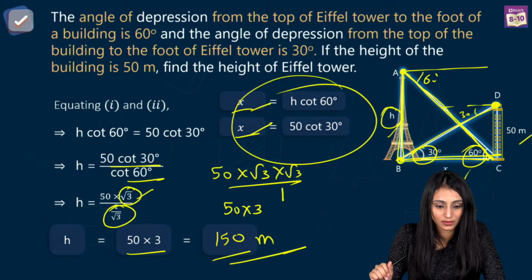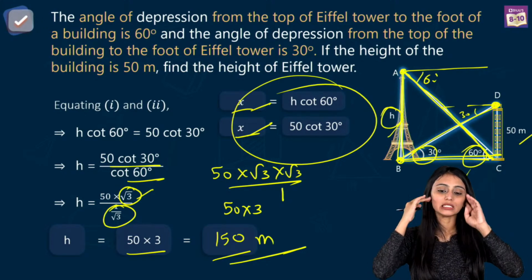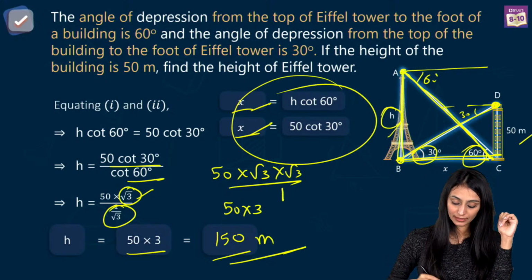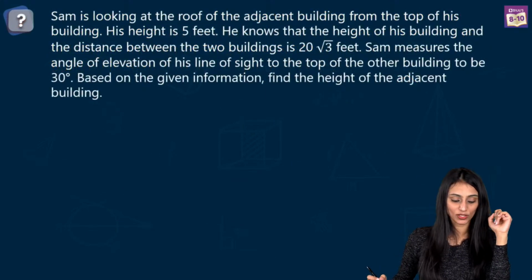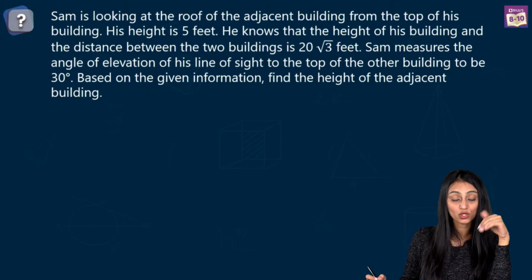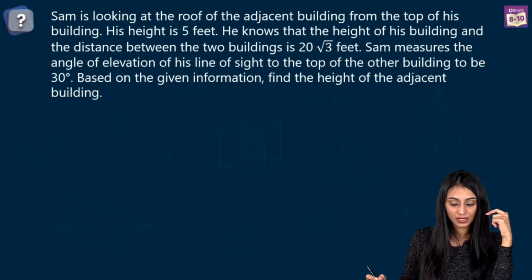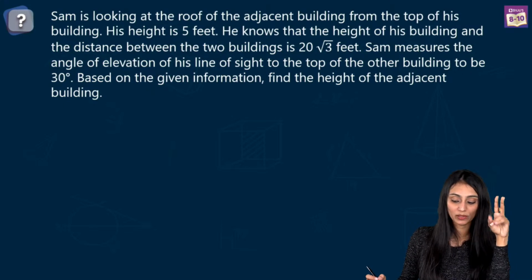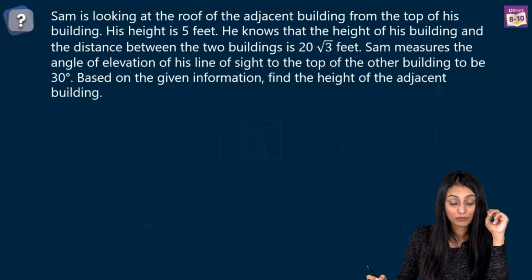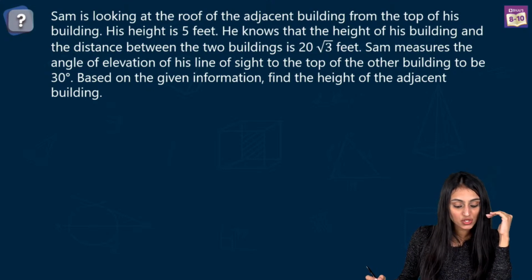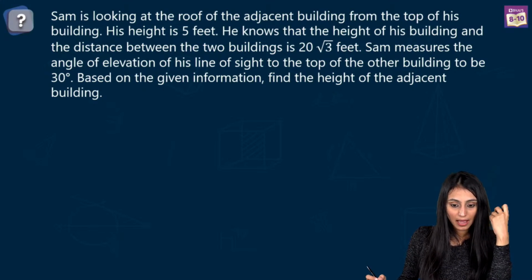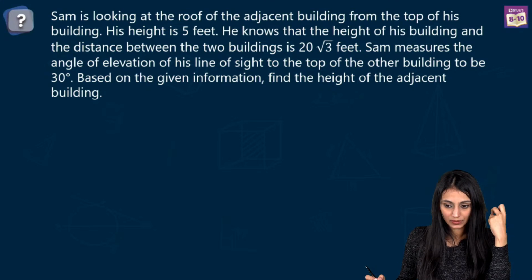Okay. All right. So I hope that it's clear to everyone. Great. Let's move ahead. Let's take a look at the next question now. So Sam is looking at the roof of the adjacent building from the top of his building. His height is 5 feet. He knows the height of his building and the distance between the two buildings is 20 root 3 feet. Sam measures the angle of elevation of his line of sight to the top of the other building to be 30 degree. Based on the given information, find the height of the adjacent building.